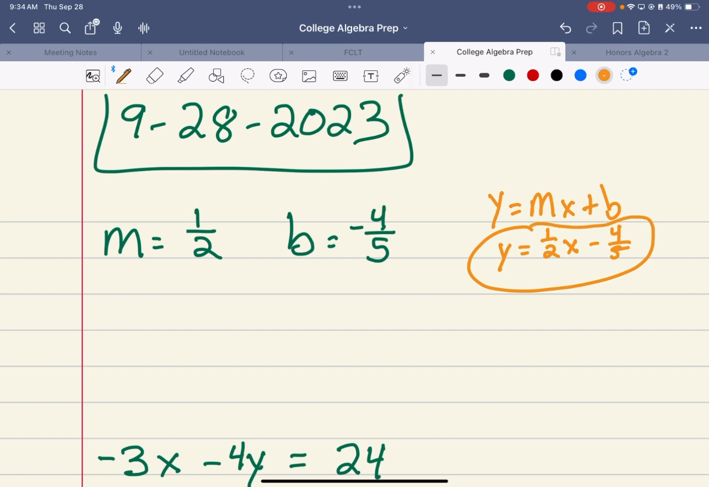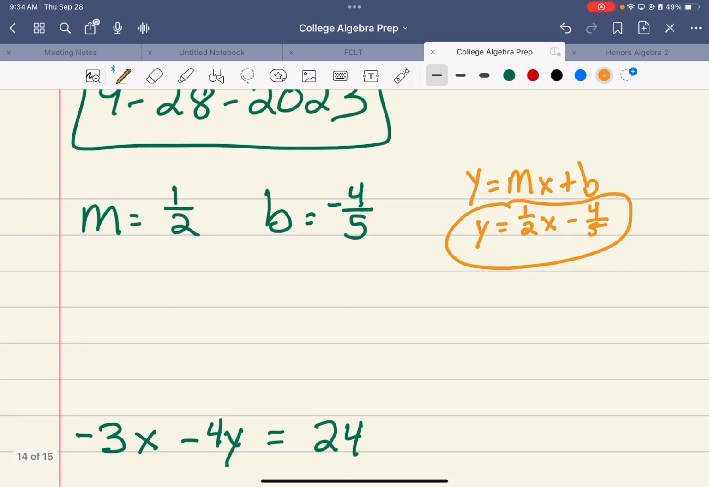And that's all there is to that if it's asking you to put it in slope-intercept form. Don't make it any more difficult than that. That's in slope-intercept form.